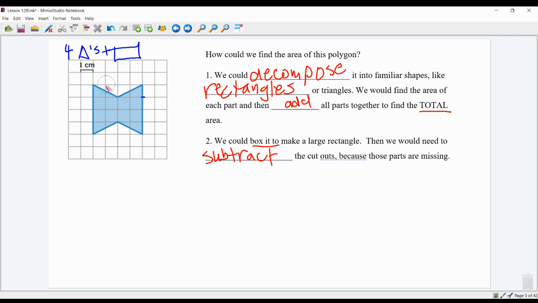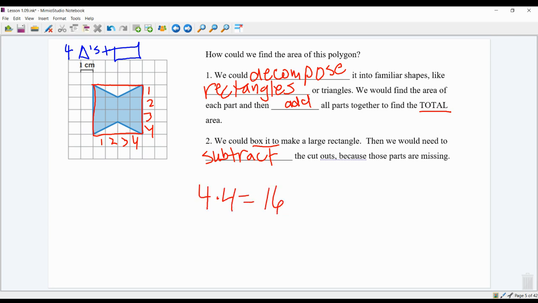Okay, I'm going to erase this. I'm going to put a box around this shape, right? Now, oops. Now maybe it's a rectangle. Maybe it's more of a square. So I go like this and I count along the bottom. 1, 2, 3, 4. And then 1, 2, 3, 4. Ooh, it's a square. So I'm going to do 4 times 4. 4 times 4 equals 16.